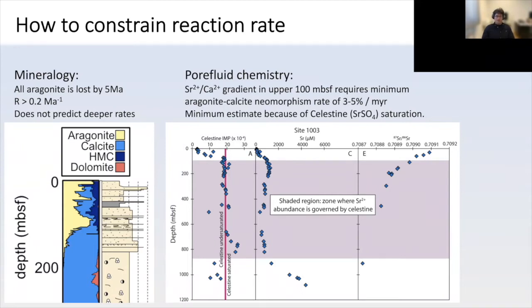Another possible method is looking at the abundance of elements in the pore fluids. And so here is a figure from my thesis, where we're looking at the abundance of strontium in it. The reason this works is because strontium is far more abundant in aragonite than it is in calcite. And so you can also estimate the reaction rate of aragonite to calcite just based on the expulsion of strontium from it, and then understanding the diffusive coefficient. And this gives you another valid estimate, but again, it also is necessarily a minimum estimate because you reach the saturation state of strontium sulfate, which is celestine. And because you've reached the saturation state, not all of the strontium is lost diffusively, which violates one of the assumptions in the model. So this is only a minimum estimate of recrystallization rate.